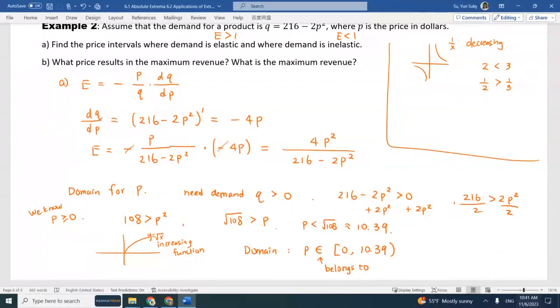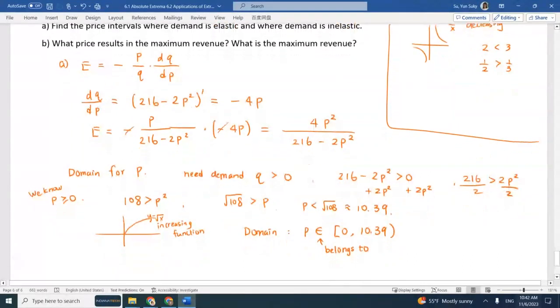So it means P belongs to this interval. Have you seen this symbol before? Yes, it's like a C and a line segment in the middle. Okay, so this is the demand.